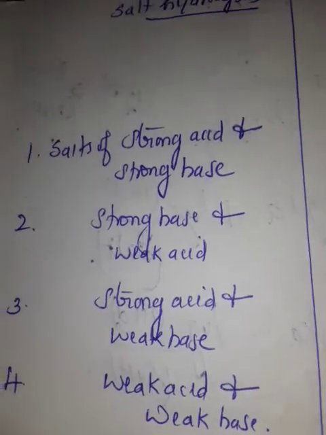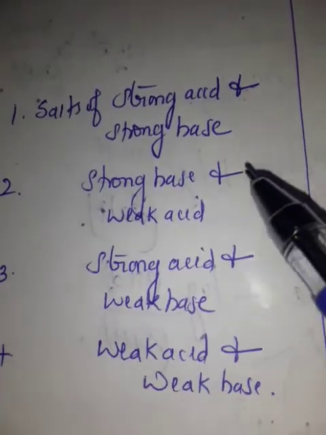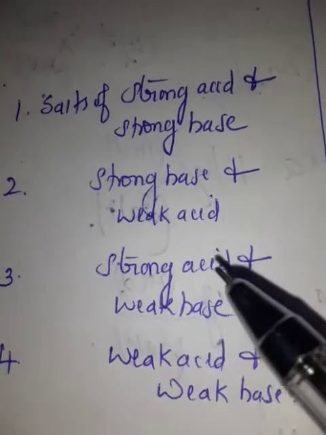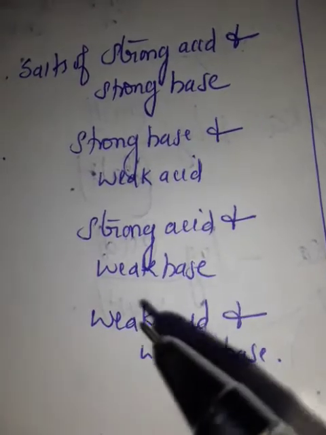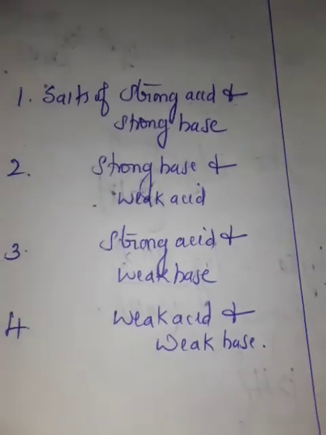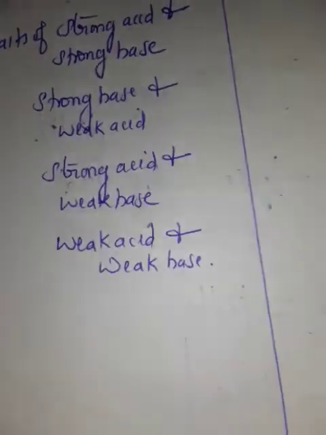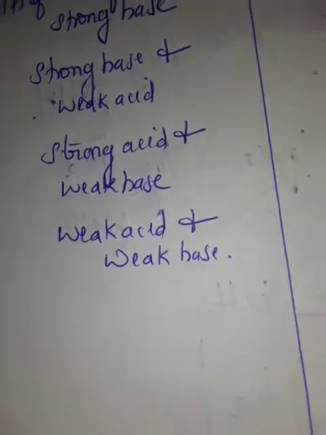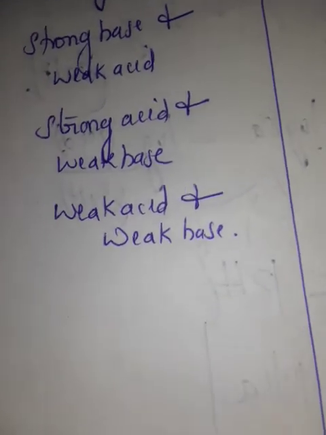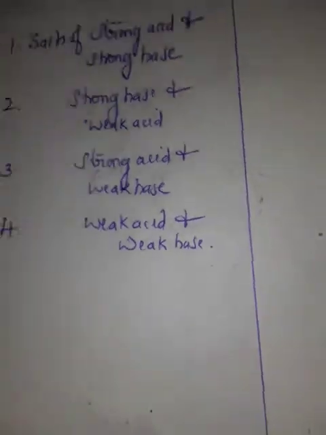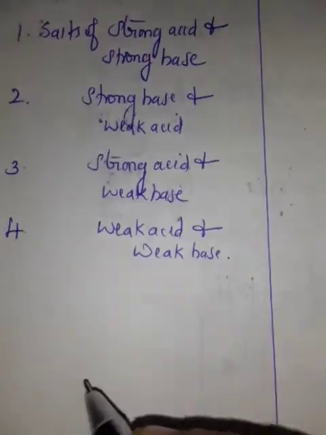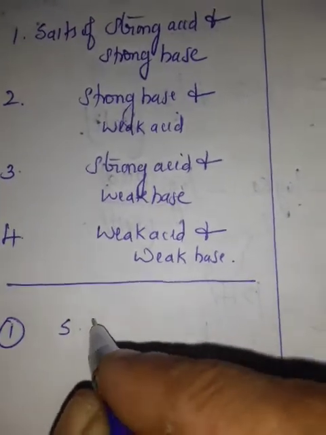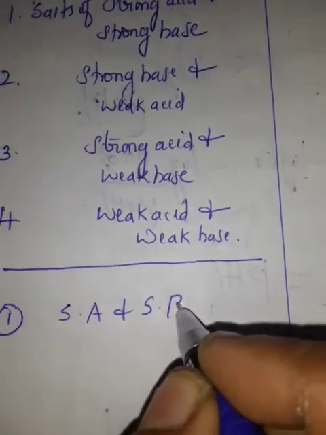Now, there are four types: salts of strong acid and strong base, salts of strong base and weak acid, salts of strong acid and weak base, and salts of weak acid and weak base. Now we are going to learn which acid and base reacted, and where hydrolysis takes place and where no hydrolysis takes place. We are going to see now. First we take salts of strong acid and strong base.